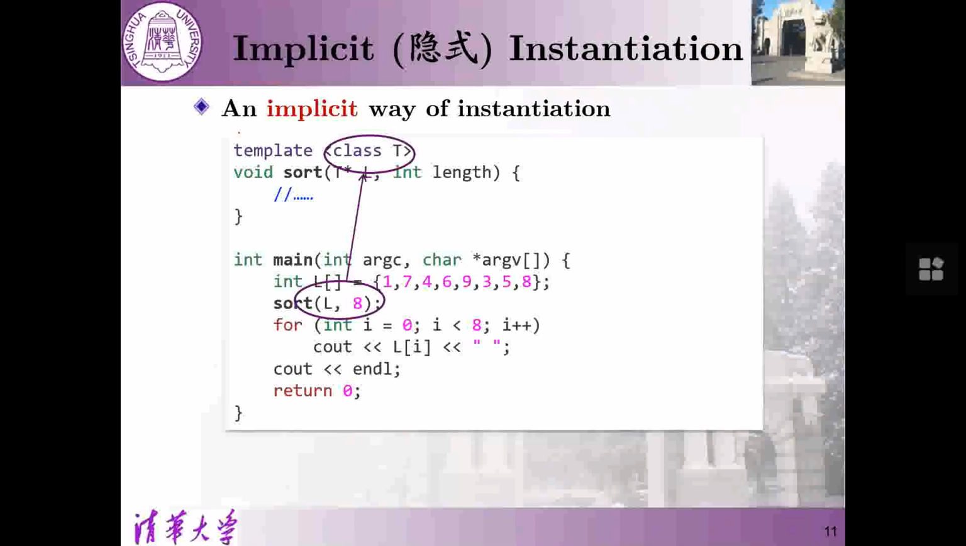There is also another way, an implicit way of instantiation. We just call sort. The compiler will check the type of L and try to deduce the type of L. Finally, it can obtain that L is an array of integers. Then it knows that T is int, and the compiler will again generate the function instance.